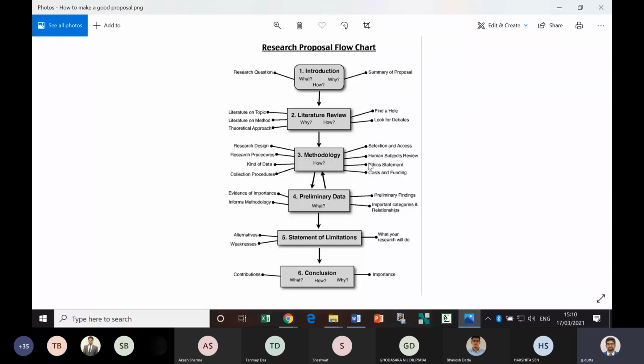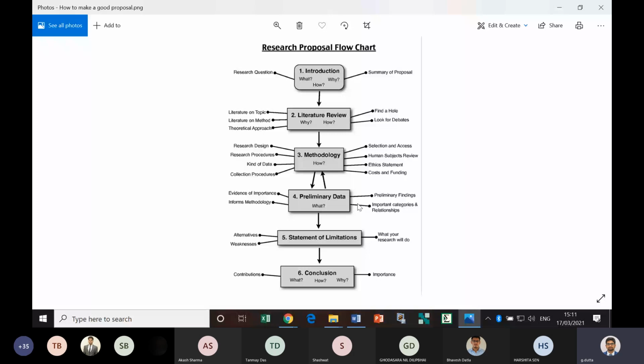Some human subjects. If you want to use human subjects, the very, very important thing is the ethics statement. You cannot use human samples, like blood samples or some organ analysis, without the permission of the ethical committee. We have some committee from the institute or from the hospitals, so we have to take their permission.